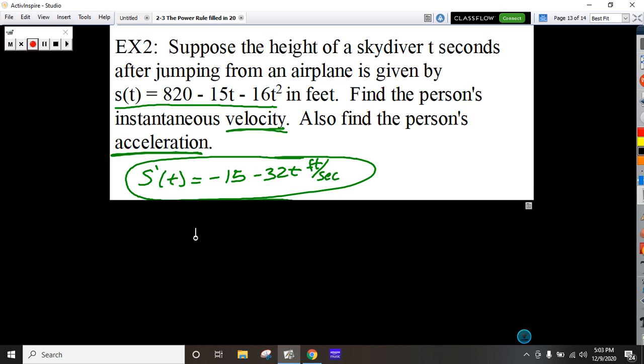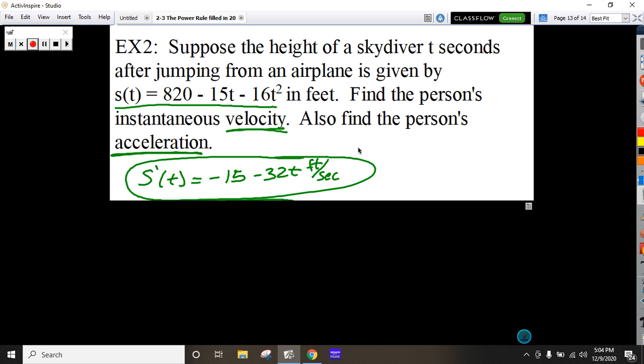So to find our velocity, again, just an overall general velocity is just take the derivative. The derivative of 820 is 0. The derivative of negative 15t is negative 15. For the derivative of negative 16t squared, take the 2 times the negative 16, which is negative 32. Subtract 1 from our exponent, and it is still velocity, even though it's not a specific velocity, I do want to label it. So it's feet per second.